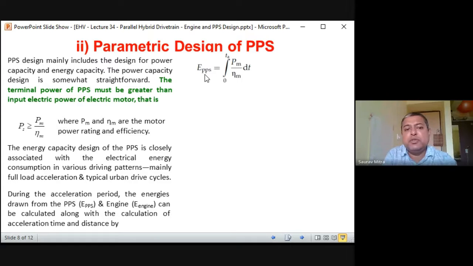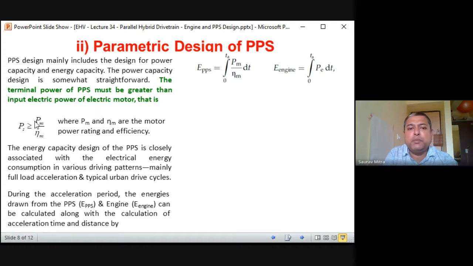So this is the energy produced by the PPS. This is PM by eta m, where eta m is the motor efficiency, integrated from 0 to TA, the traction time. And how much is the energy produced by the engine? This is the engine power, from 0 to TA, PM by E time, which we have seen.